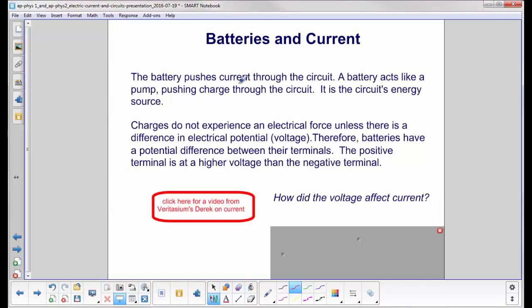The battery pushes current through the circuit. A battery acts like a pump, again the water analogy, pushing charge through the circuit. It is the circuit's energy source.